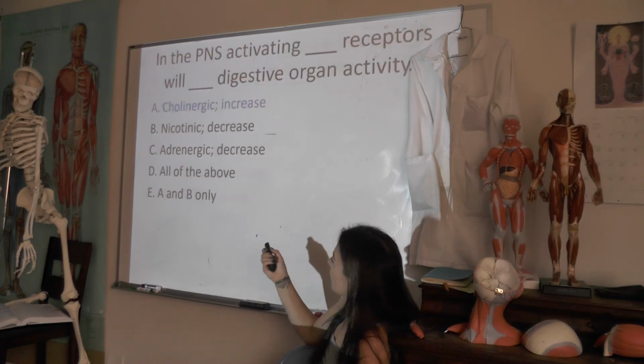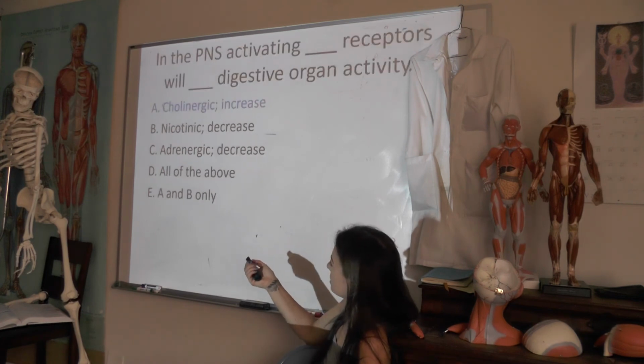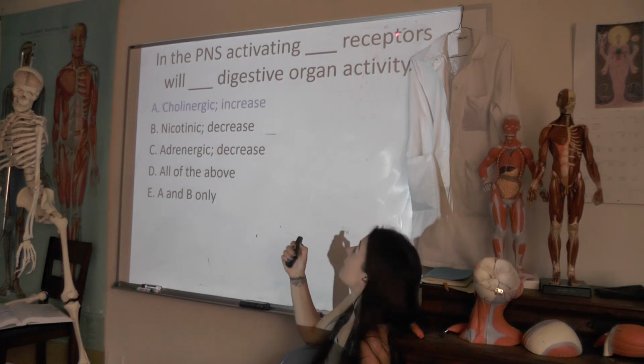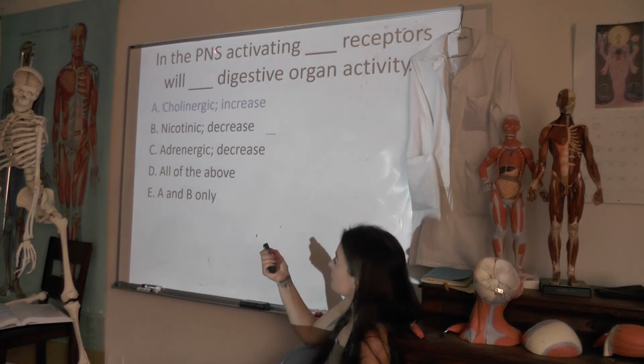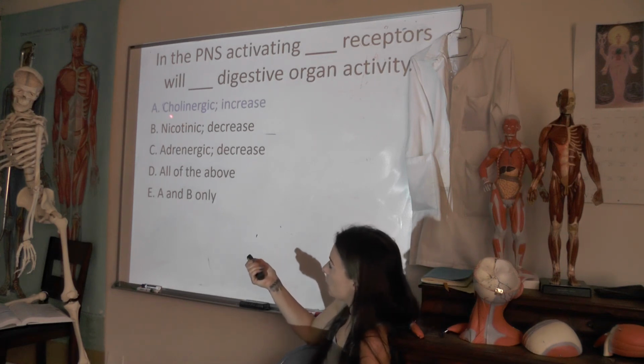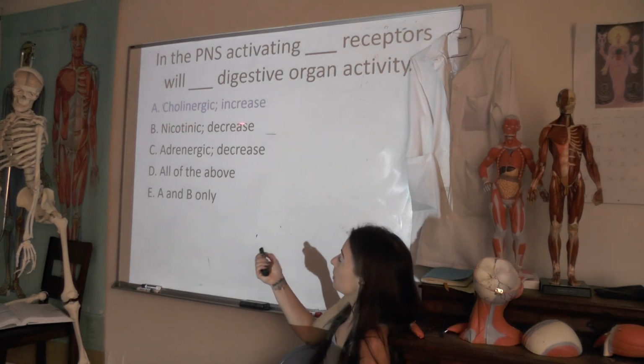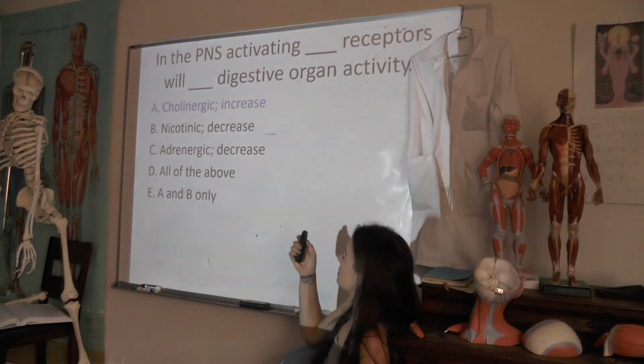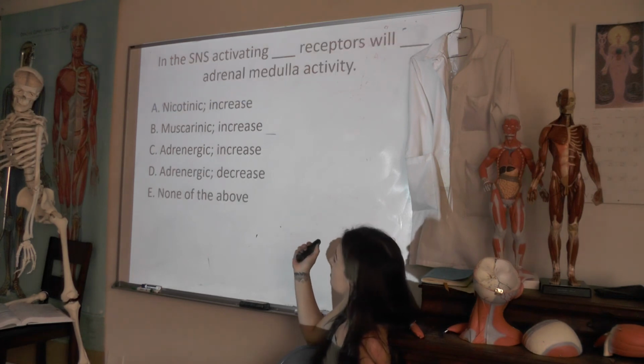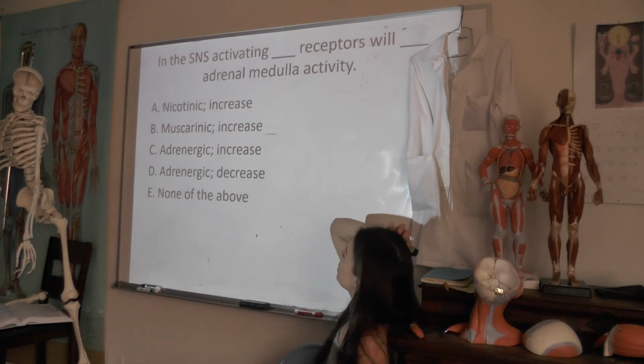Now let's look at some of these other things, because you could say, well, activating nicotinic receptors in the parasympathetic nervous system, we would be activating those because we activate nicotinic receptors in both. It's true, but if it's the parasympathetic nervous system, nicotinic receptors would also increase digestive organ activity. In the sympathetic nervous system, activating blank receptors will blank adrenal medulla activity.